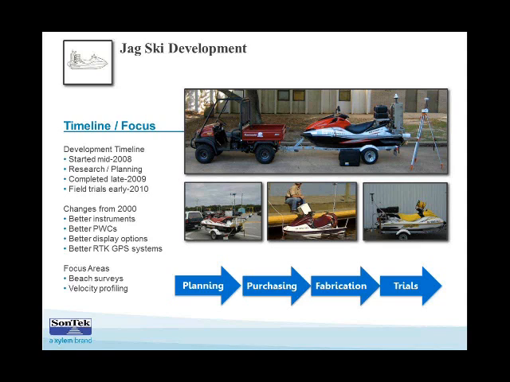So there are major changes since we started building these systems. The instruments are much better. The personal watercraft are much better. The display options are much more robust and bright, and even touchscreen interface now. And RTK GPS systems have advanced quite a bit. Our focus areas for the jet ski right now are currently beach surveys, so doing beach profile surveys, and velocity profiling for different research and for contract purposes. We'll see some of those examples as we go through the webinar. We do also use it a little bit for coastal water quality surveys, and we'll talk about that in the coming slides.